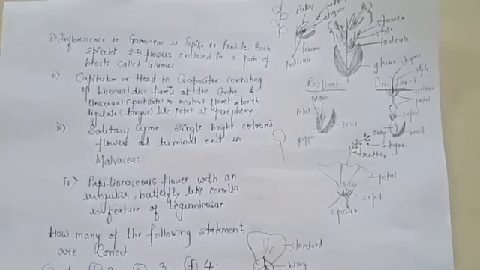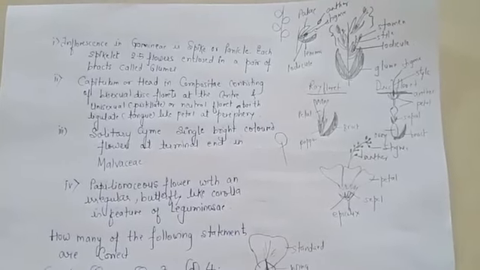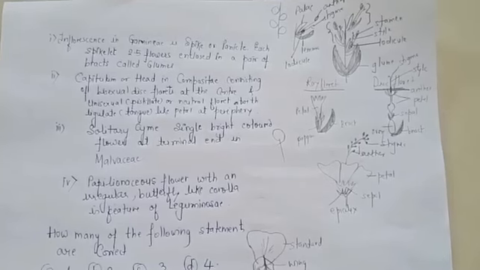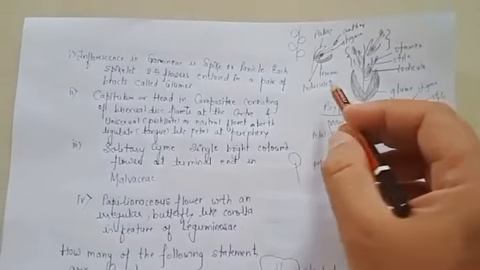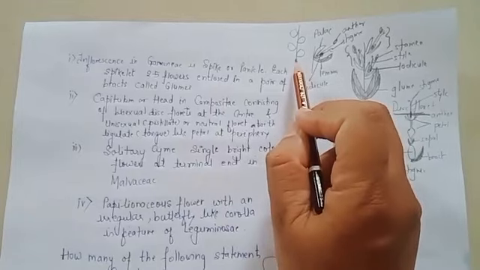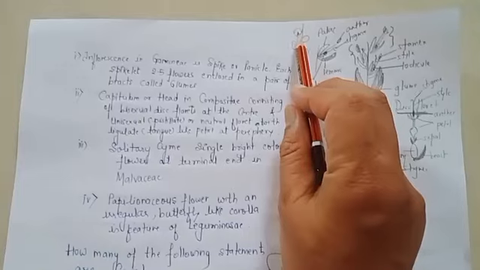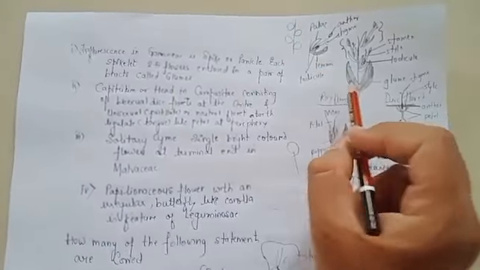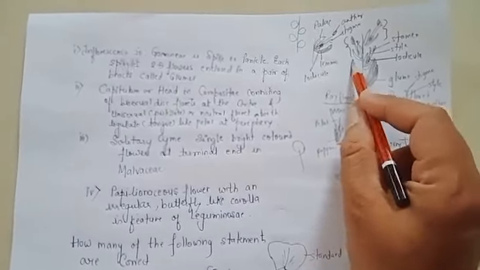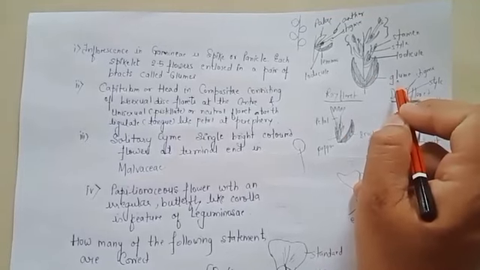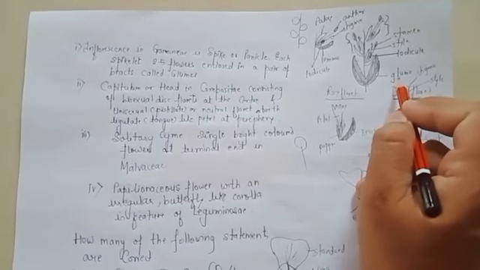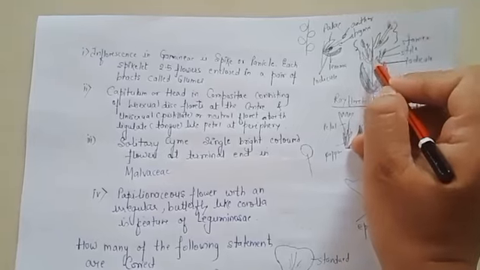Inflorescence in Gramineae is spike or panicle, each spikelet with 2 to 5 flowers enclosed in a pair of bracts called glumes. Now, inflorescence in case of Gramineae, it is a type of racemose where sessile flowers are arranged in acropetal order. Now, if you look at the inflorescence here, these are two large structures. We call them as bracts.